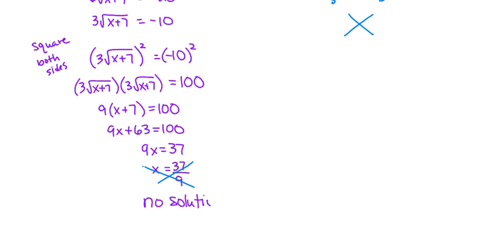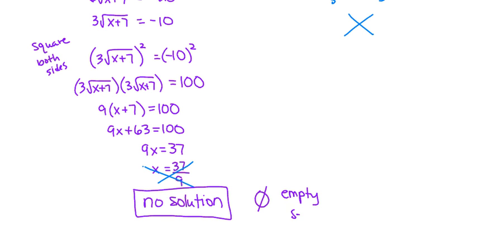If you were to look this up in the back of the book to check your answer, you would not see the words no solution. What our book likes to do is put this symbol, and that symbol is not the number 0. That symbol is empty set or null set, which means the same thing as no solution.